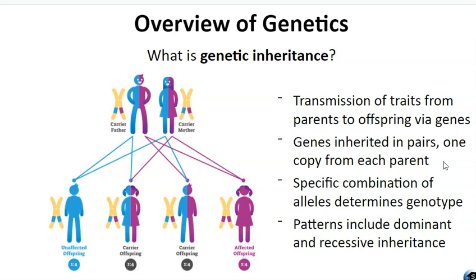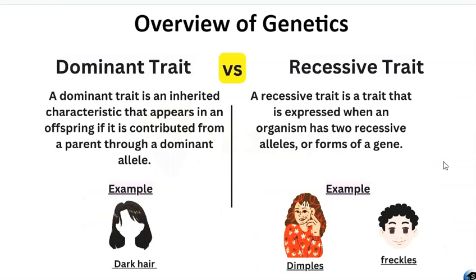So let's talk about dominant and recessive. Dominant traits are the ones where one allele can mask the expression of another. In other words, the dominant trait is expressed even if the individual carries one of the alleles for the recessive trait, right? It kind of overpowers it.